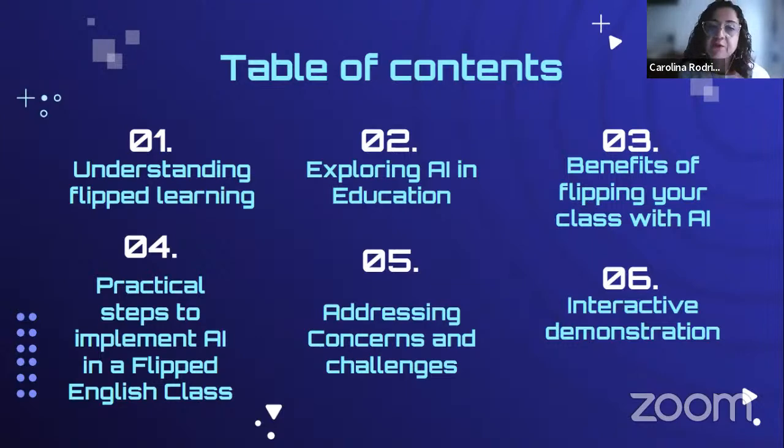So first of all, we're going to go through understanding flipped learning. What is this? Then we are going to explore AI in education. Then we're going to discuss briefly some benefits of flipping your class with AI. Also, we're going to look into practical steps to implement AI in a flipped English class. To continue, we will be addressing concerns and challenges.